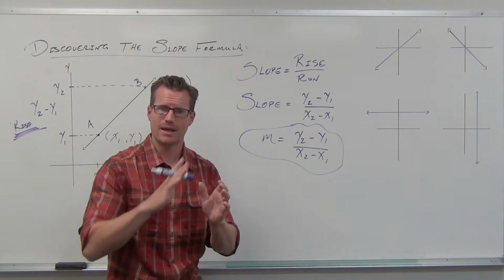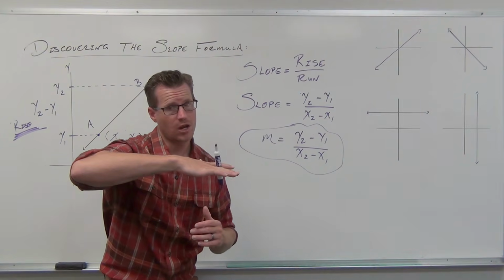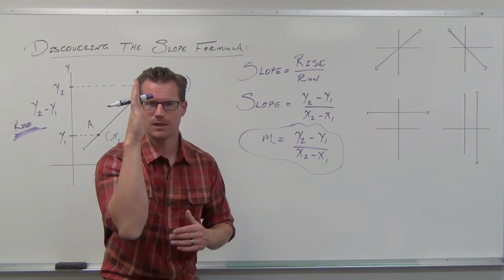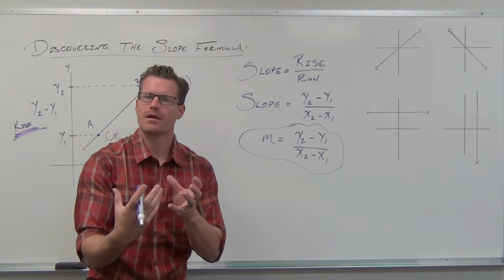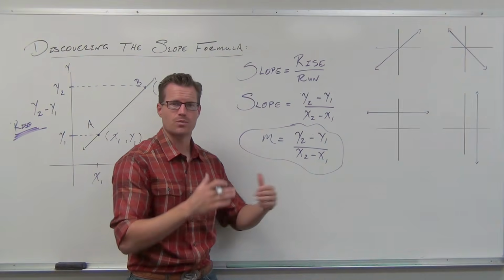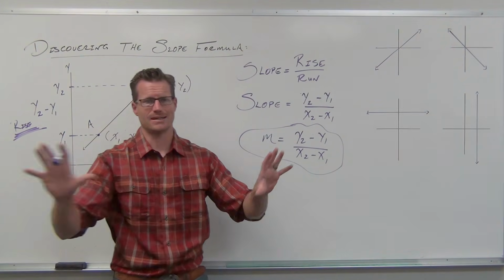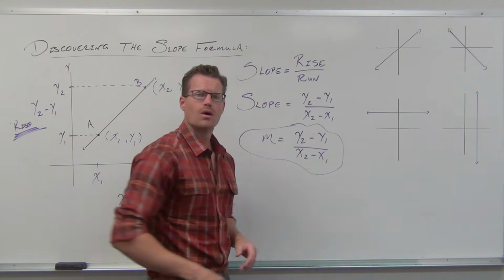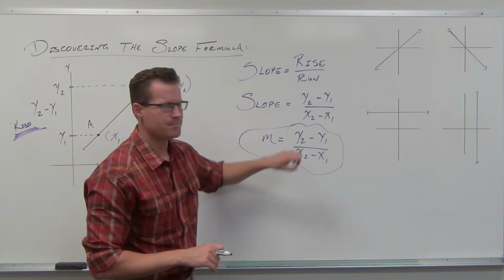It's talking about how a line is climbing or falling or not climbing or falling or climbing infinitely and not even moving to the right. It's talking about that relationship. So how we find it is we compare the rise to the run. The rise is y's, the run is x's. That's it. That's where this stuff comes from. Walk through that again. Make sure you understand what that means.